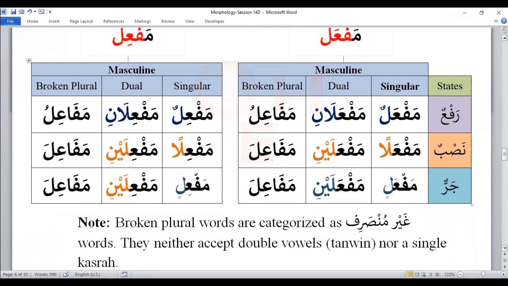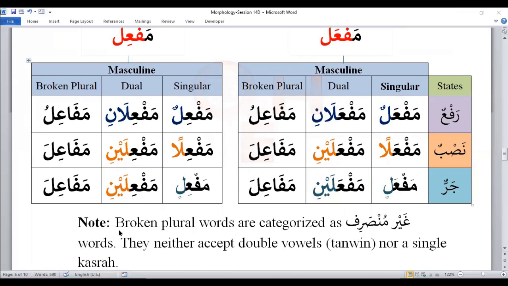Now let's go over a few observations regarding broken plural. You can see over here that the broken plural contains only one vowel. You would have thought, okay, it does not have ani or aini. Why can it not carry double vowels the way the singulars do? You also see for the jar, there is no kasra at the end. So let's learn about that.